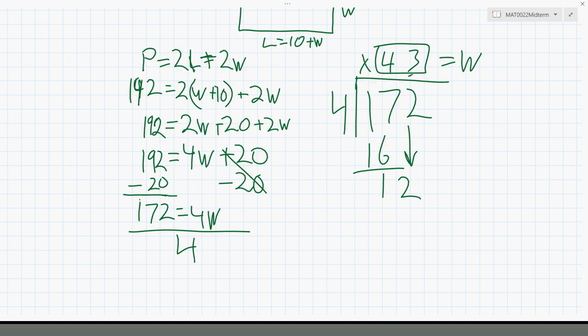Oh, that's right. That's right, because I was looking for length. So we're going to take that 43 and add it with 10 to get the length. Length equals 53.